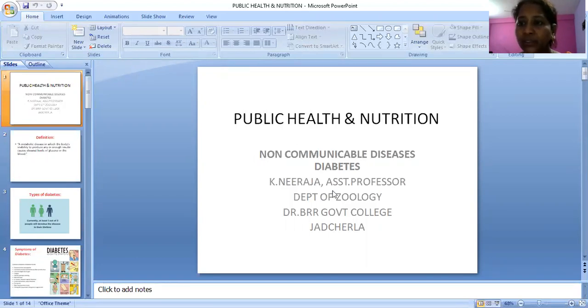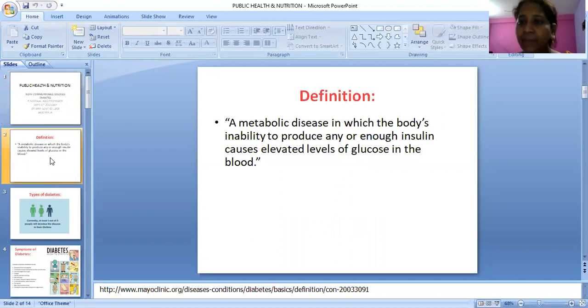So now we are going to discuss what diabetes is, what the symptoms are, what the risk factors are, and what the types are. Okay, what is diabetes? Diabetes is a metabolic disease in which the body's inability to produce any or enough insulin causes elevated levels of glucose in the blood. Diabetes is nothing but a metabolic disease: the body's inability to produce sufficient insulin, or it can't produce any insulin.